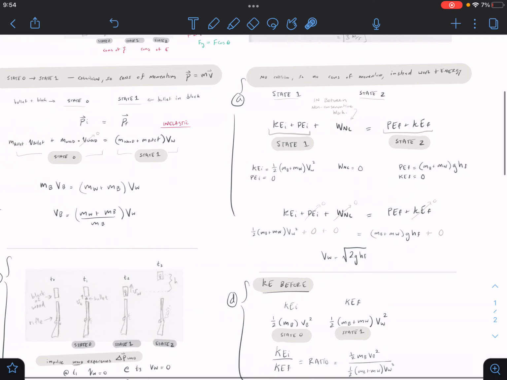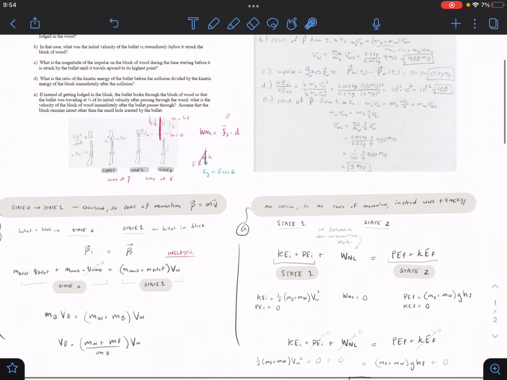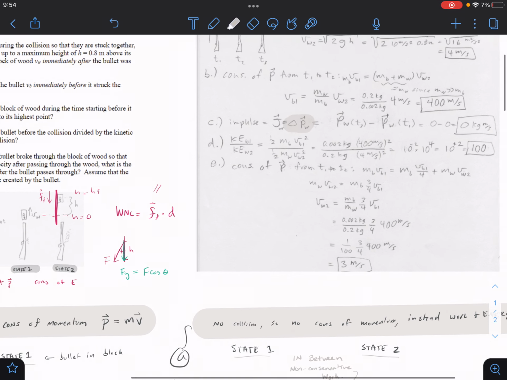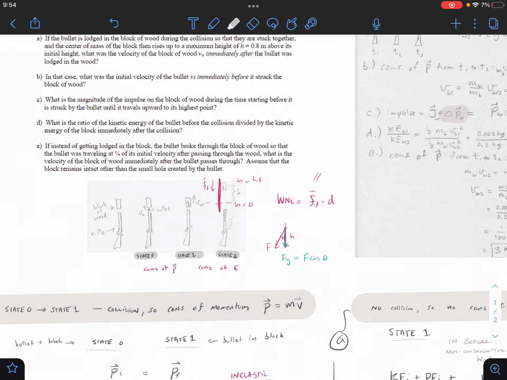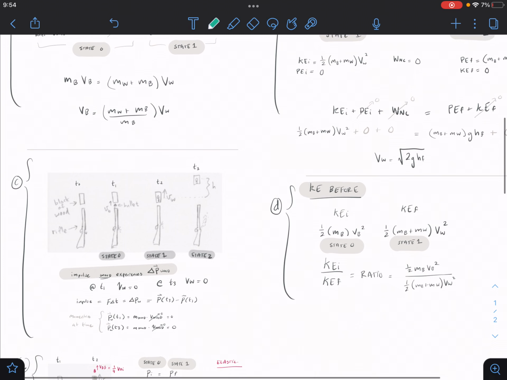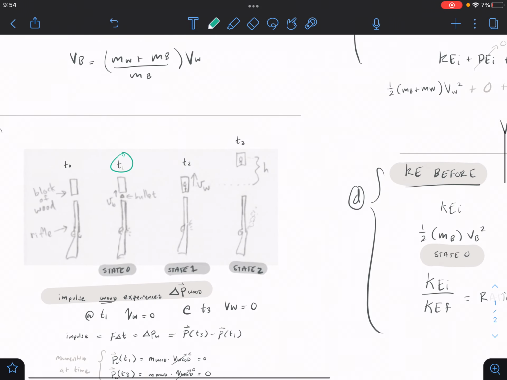Okay, cool. So for part C, they ask us for impulse. Impulse just means change in momentum. The way they phrase this is a little confusing, but they ask what's the magnitude of the impulse of the block of wood during the time starting before it is struck by the bullet, until it travels upward to its highest point. So we'll call the start T1, before it's struck, and then the end where it comes up here.